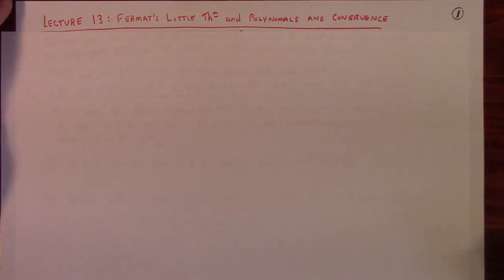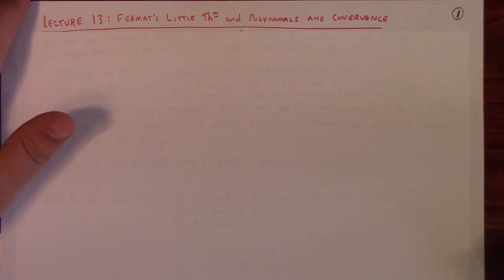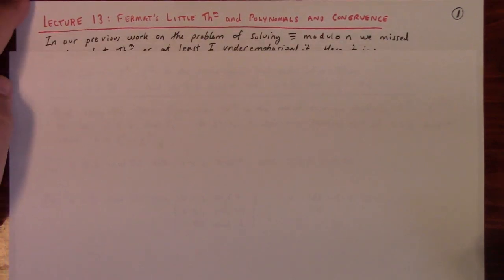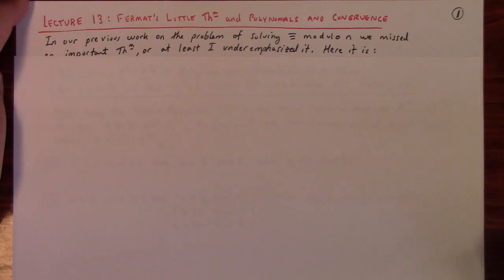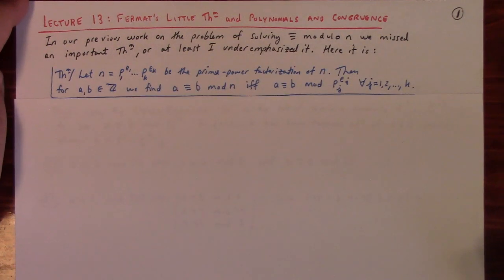Welcome to Lecture 13, which is on Fermat's Little Theorem, as well as polynomials and congruence. We've talked a fair amount about how to solve congruence modulo n in various different contexts and situations, mostly linear congruences or systems of linear congruences. But I think there's one little thing that kind of slipped through the cracks in our previous work, or at a very minimum I underemphasized it.